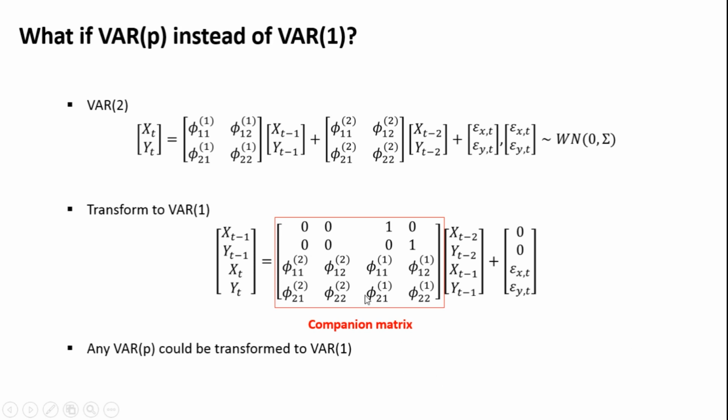So we don't need to estimate in every term a VAR P. This relationship permits us to transform any VAR P into a VAR 1 by this transformation using the companion matrix.